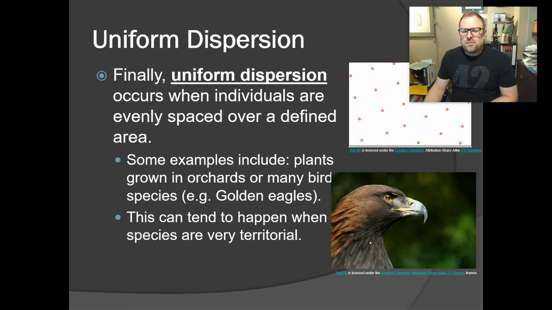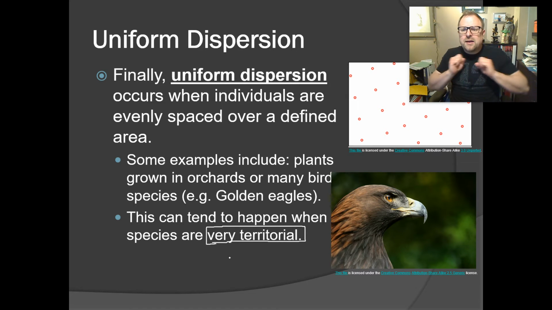Other species of animals that require larger home ranges or tend to compete heavily with each other, like golden eagles, for example, tend to disperse uniformly as well. So it happens when they're very territorial. I think another great example of this would be bears. Bears are very territorial. Grizzly bears have some of the largest home ranges that I can think of, in the hundreds of square kilometers, and if something gets in their territory and they find it, they chase it out, and that creates a bit of a uniform distribution over their habitat, if that makes sense.